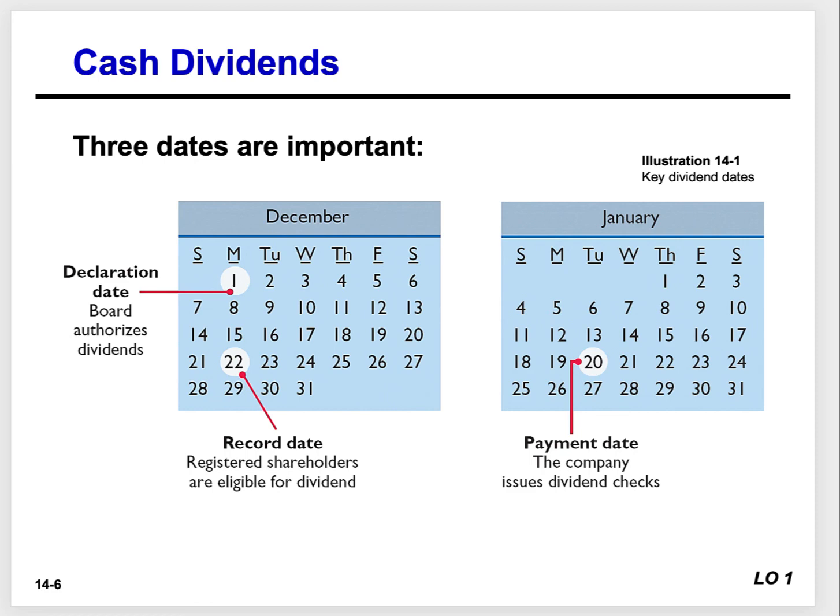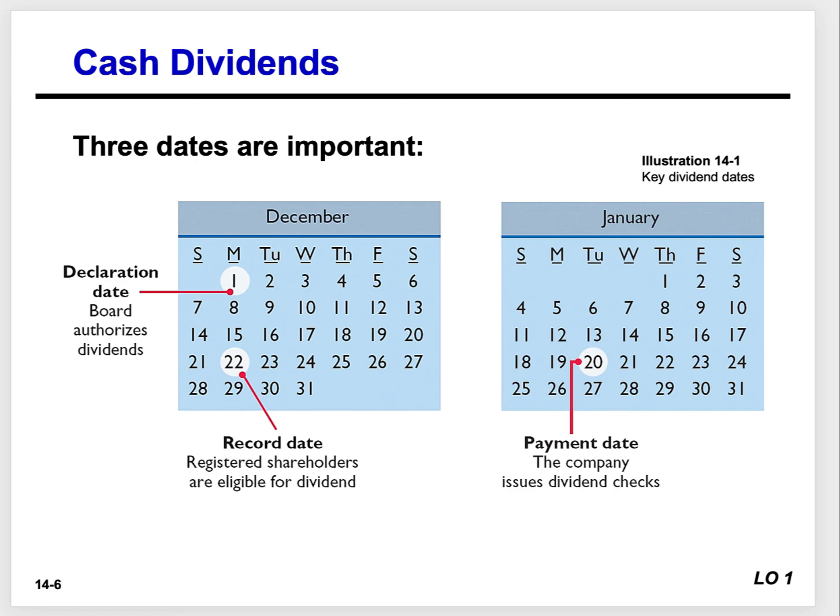The first thing we have to do is recognize an increase in a new account. That account is cash dividends. We also have another account, which is a liability, dividends payable. So when we declare a dividend, regardless of how much it is, we debit a new account that we call cash dividends, and we credit a liability, dividends payable.